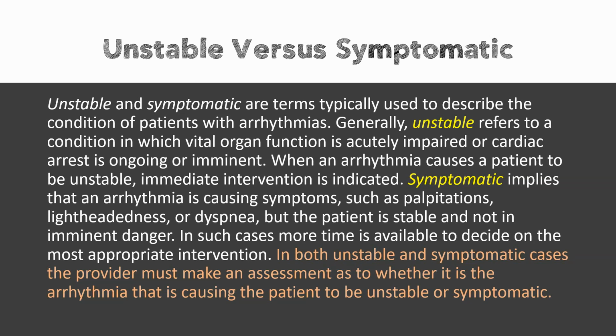And this is directly from the AHA. They say that in both unstable and symptomatic cases, the provider must make an assessment as to whether it is the arrhythmia that is causing the patient to be unstable or symptomatic. So you have to decide if it's the arrhythmia that is causing the patient to be unstable or symptomatic. This is very important when we talk about AFib, because often patients that have underlying AFib can have AFib RVR and appear unstable, but the AFib RVR is actually compensating and not causing their instability.